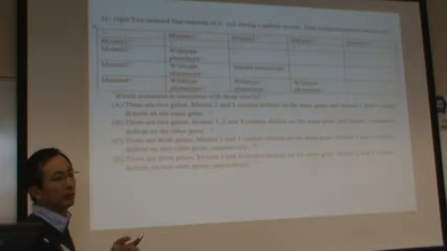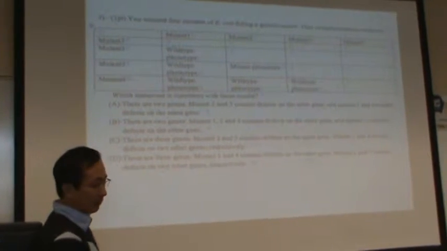There are 2 genes, mutants 2 and 3 contain defects on the... Why don't you also work it out on the same paper? If mutant 1 and mutant 2 complement each other, that means they are not on the same gene.